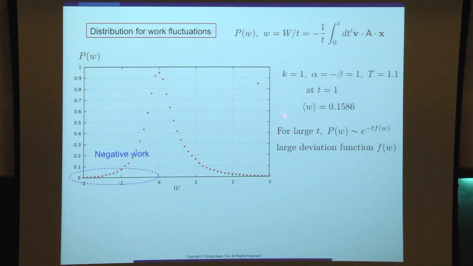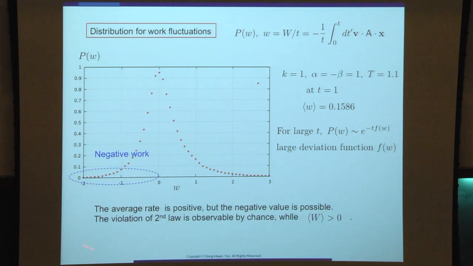But this data is not enough to see this large deviation function because time is not big enough. I believe that we can get this large deviation nature by examining the distribution function at larger time. The important thing is that there is a negative work region here. That means the average value is positive, but a negative value is always possible. So this is a known fact that violation of the second law is observed by chance, even if the average value satisfies the second law.